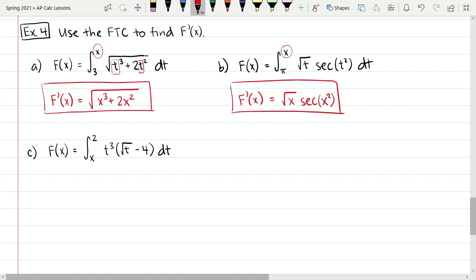So what if it's not quite set up that way? So what if we have this instead? So big F of x is the integral from x to 2 of t cubed times the square root of t minus 4 dt. So hopefully you notice that it's almost what we want. I do still have that x as my limit for my integral, but it's the lower limit now, and my constant is my upper limit. And in order to use the FTC, we need the lower limit to be the constant. Well, you might remember from Unit 4 that I can rewrite this integral by flipping the limits. And remember, if I flip the limits, then it just makes the integral negative.